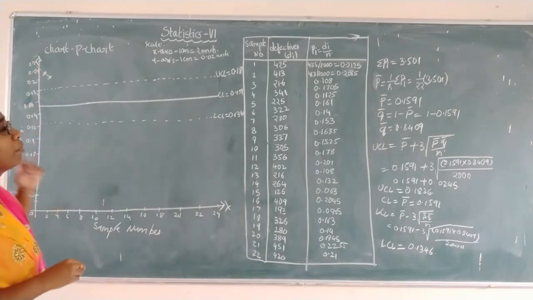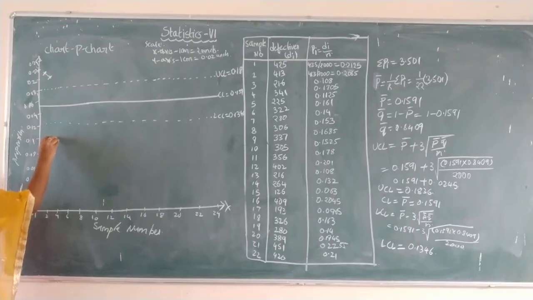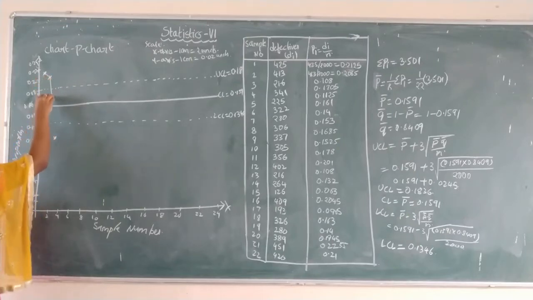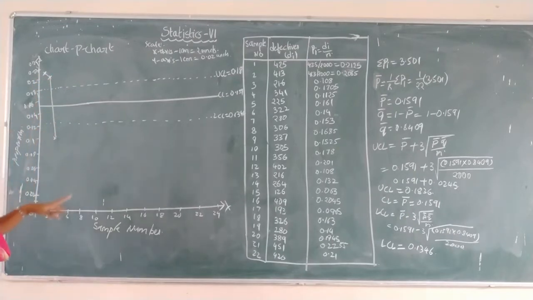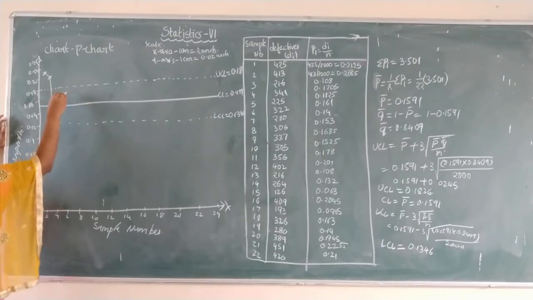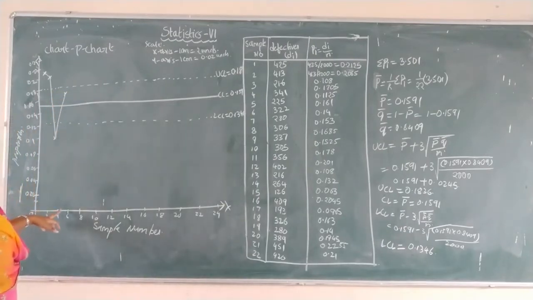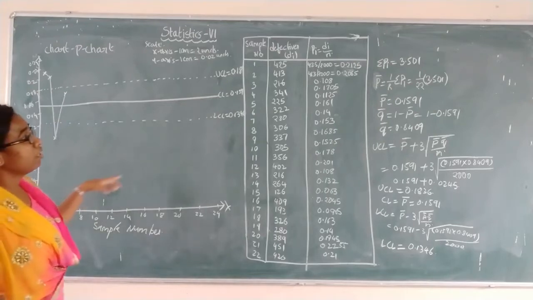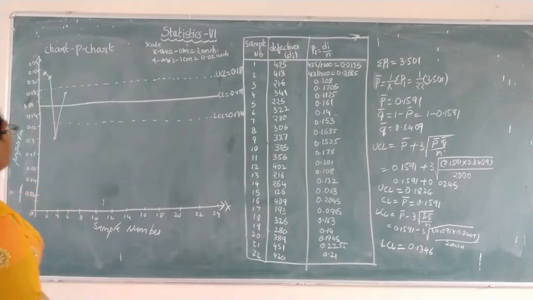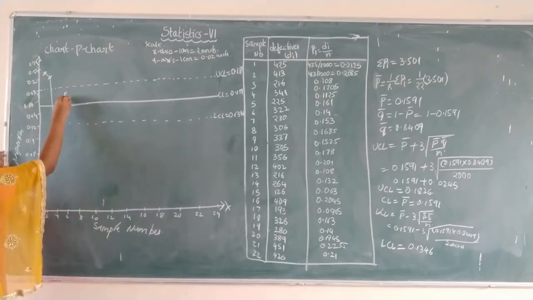Next, for the third sample, 0.10. So for the third sample, 0.10, it is here. Join this. Next, for the fourth sample, the value is 0.17. So for the fourth sample, 0.17, it is here. Join it. Next, similarly, for the fifth sample, the value is 0.16.